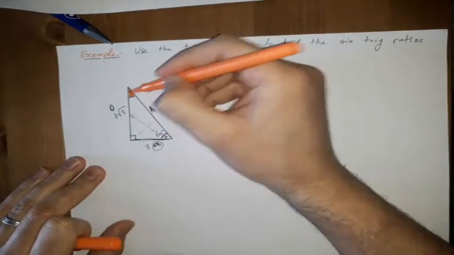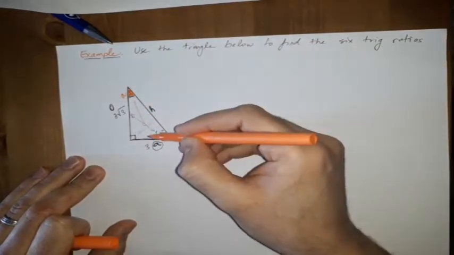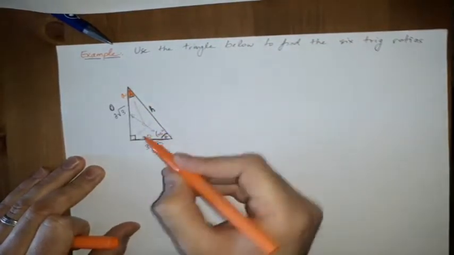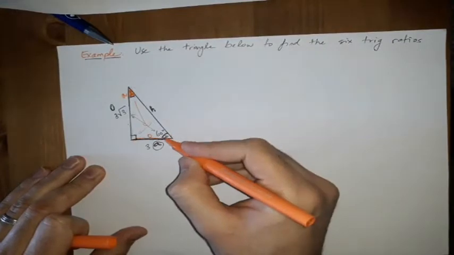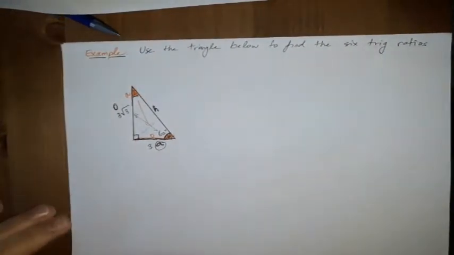So for this angle, the adjacent is this. And what is the opposite side? The opposite side is going to be this one right here. All right, let's work with this 60 degrees.